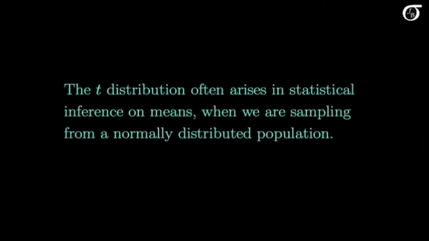An implication of this is that the t-distribution often arises in statistical inference on means, and in other related scenarios, when we are sampling from a normally distributed population. This is a situation that comes up very frequently in statistics. In practice, we very often use the t-distribution in inference procedures.